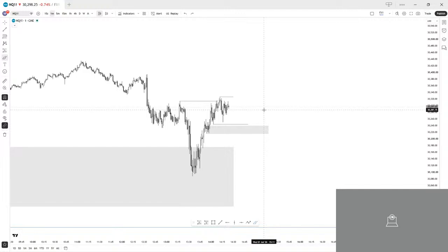Price action is slow today. Very, very slow. Slow price action.